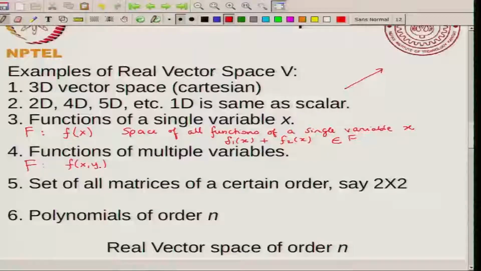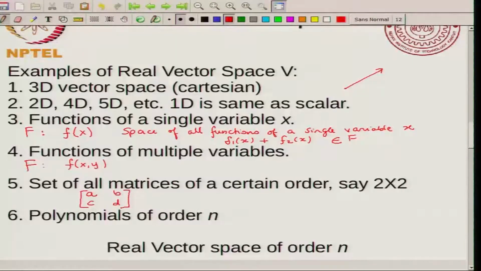Similarly you could take a set of all matrices of a certain order. So if I take any say 2 by 2 matrix, it would look like A, B, C, D, where A, B, C, D can be any real number. If I take the set of all possible matrices, then obviously if I add two matrices I will get another matrix, and if I multiply by a scalar I will get another 2 by 2 matrix.